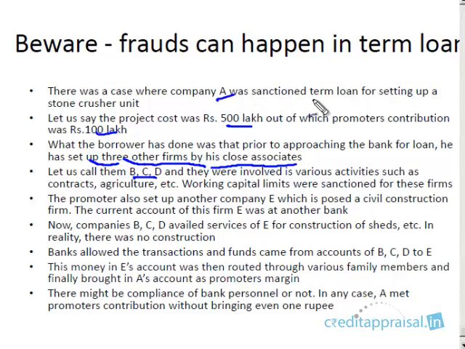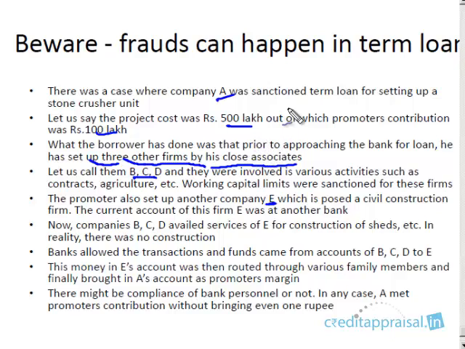These firms applied for working capital limits, not term loans, because in term loans you have to show proof of asset creation. If you are sanctioned a term loan for a particular equipment, you have to show proof when the bank officer comes to physically inspect the asset, that the asset was duly created. So they didn't apply for term loans. These three firms applied for working capital limits and they were sanctioned by some other bank. Then what the promoter did was he promoted in his name another company.